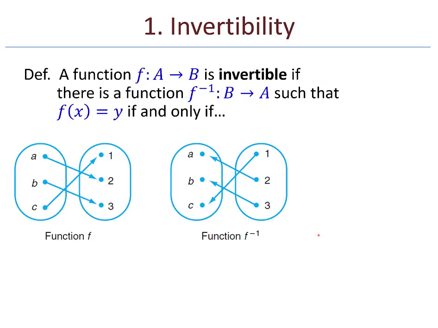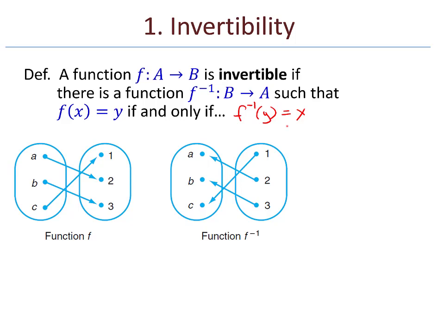1. Invertibility. Here's our definition. A function f from A to B is invertible if there is a function f inverse from B to A such that f of x equals y if and only if, what do you think? f inverse of y equals x.